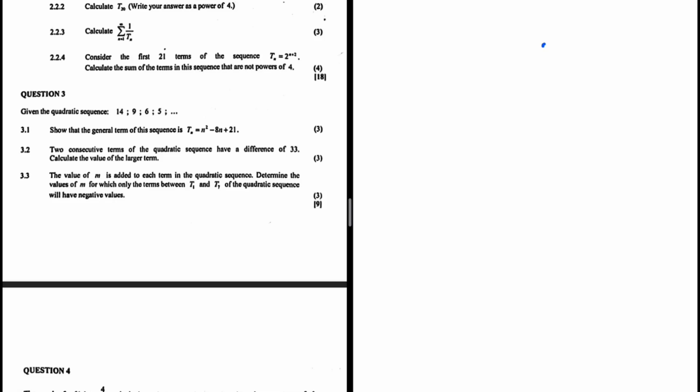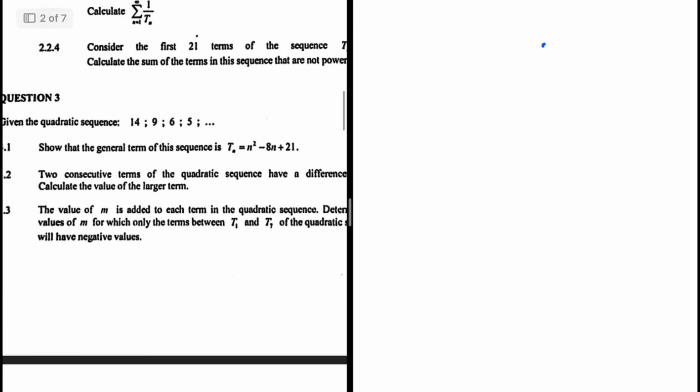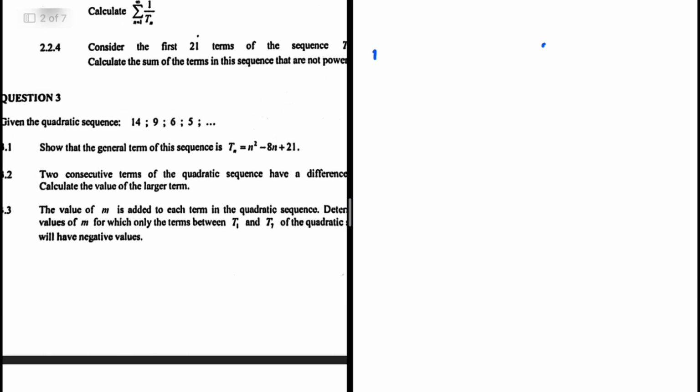Show that the general term of this sequence is Tn equals n squared minus 8n plus 21. So what do we have? We have the terms 14, 9, 6, and 5. We're supposed to find Tn.